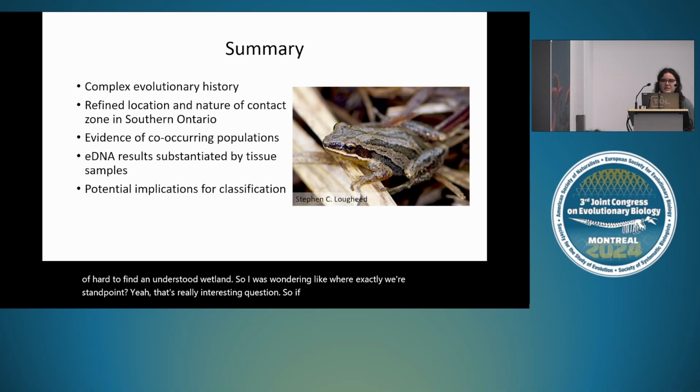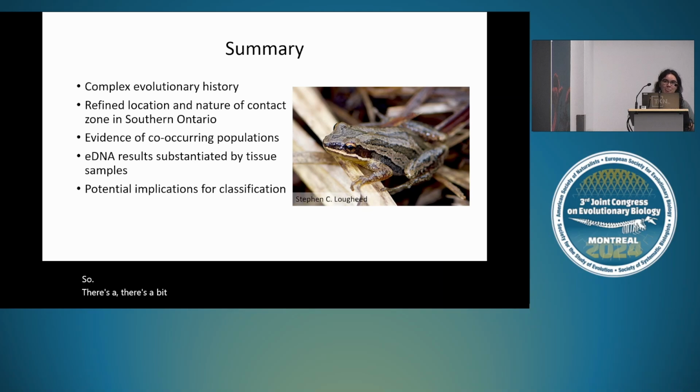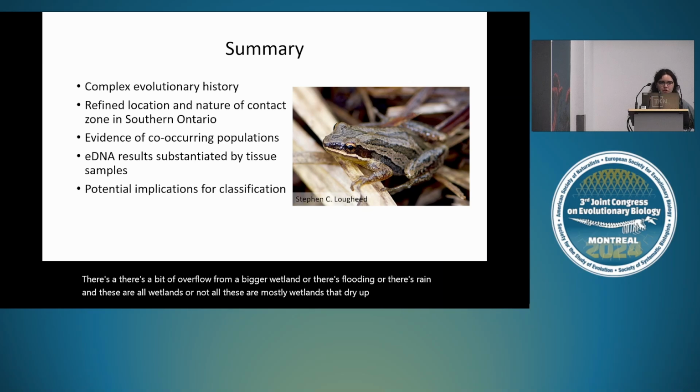So if anyone in the room didn't hear the question, it was that in this part of the world, there's a lot of agriculture, and so where we found the wetlands. We found a lot of wetlands in roadside ditches. So there's a bit of overflow from a bigger wetland, or there's flooding, or there's rain. And these are mostly wetlands that dry up by late June, early July. Yeah, so it is a very disturbed part of the world, so lots of urban areas.